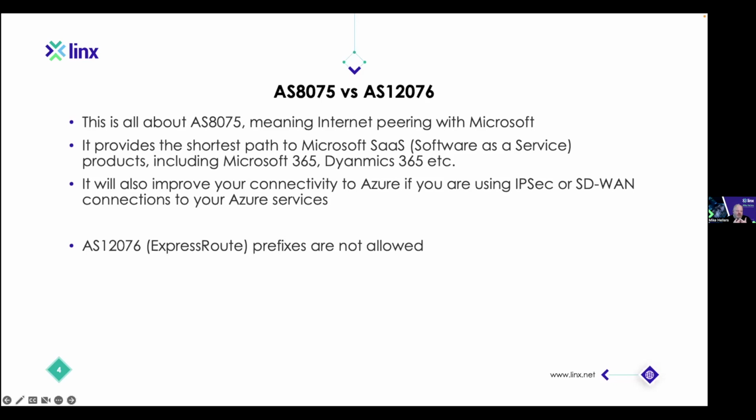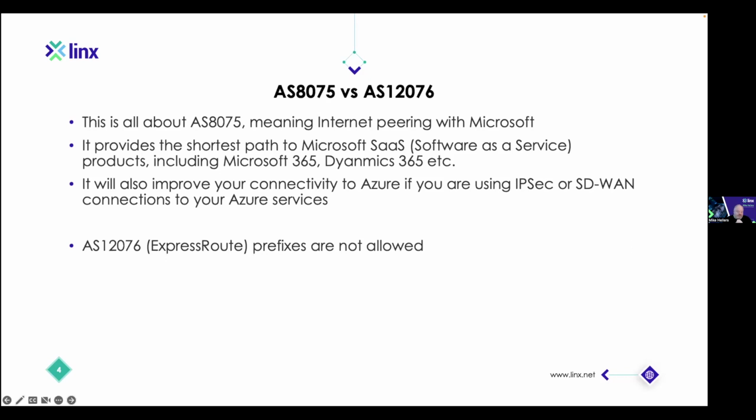Why is it important for you to have good, as direct as possible, connectivity with 8075? Well, if you are using any Microsoft Software as a Service, anything that's part of Microsoft 365, formerly Office 365, and the services around it, Microsoft Dynamics, any of those services, obviously you want to make sure that the connectivity between your own network and Microsoft's network is as good and as direct as possible.